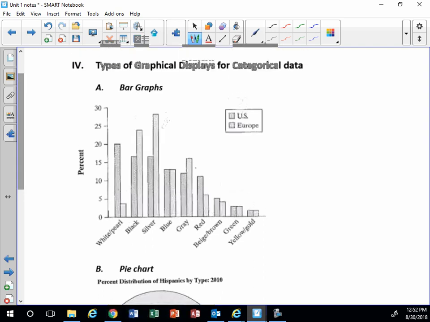Bless you. Oh goodness. You allergic to categorical data?